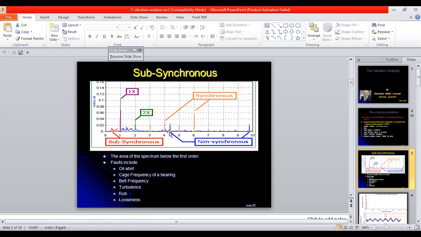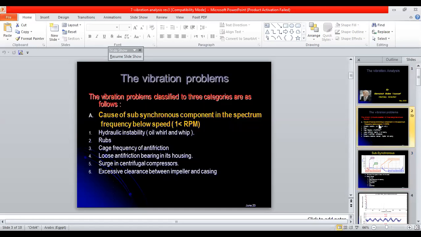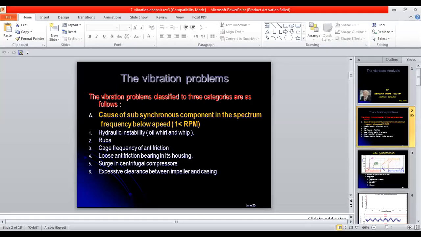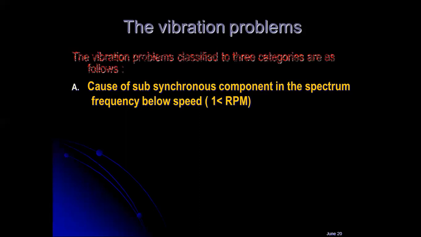What does it mean? It means when the machine is running at 3000 RPM, that equals 1x. Then when the vibration peak appears at 6000 cycles per minute, it means 2x. 9000 means 3x, and so on. Thus, we will start to classify the vibration into three categories.